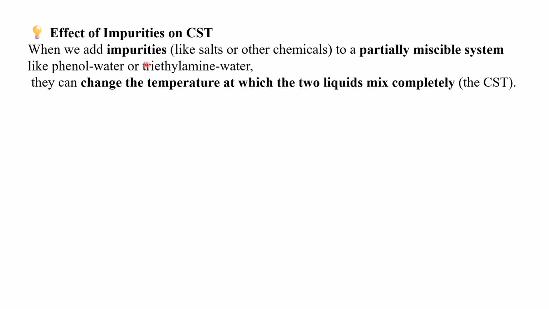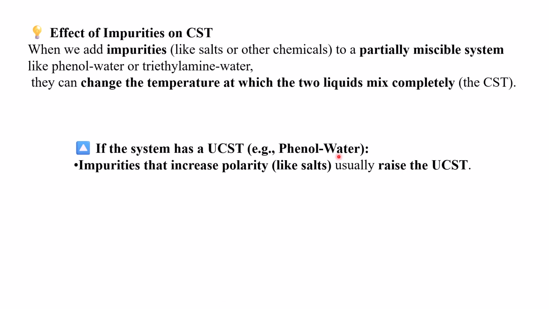Next, we see the effect of impurities on the CST. When we add impurities like salts or other chemicals to the partially miscible system, the temperature at which it becomes completely miscible, the CST, changes, whether it increases or decreases. For example, we take the upper CST of a phenol water system. When we add salts like sodium chloride, it affects the interaction of phenol and water. So the CST of the phenol water system increases.